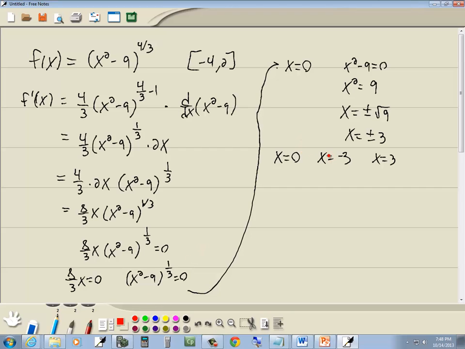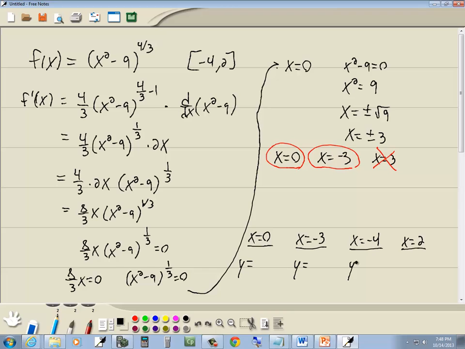Now, we only want to keep the critical values that are in our range of values given. They're telling us to look between -4 and 2. Well, 0's okay. That's between -4 and 2. -3, that's okay. That's between -4 and 2. +3, though, that's not okay. That's greater than 2. So these are the only two critical values we'll keep. So we're going to plug in x is equal to 0. We'll plug in x is equal to -3, and then we're going to plug in our endpoints. So plug in x is equal to -4, and x is equal to +2.